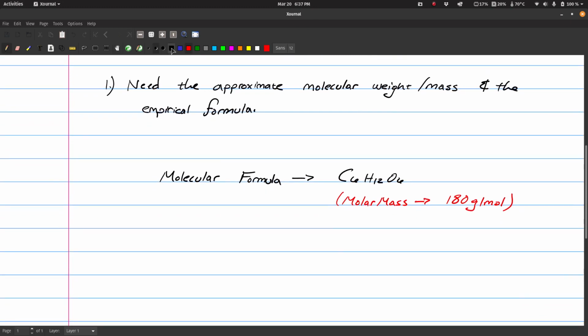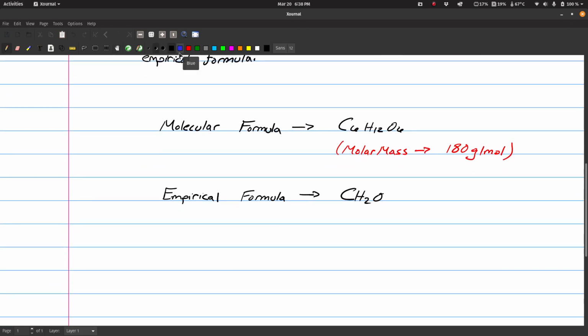Alright, so looking at our empirical formula, let's pretend that we don't have the molecular formula. We're just going to ignore this. We know that we're given an empirical formula of CH2O. So what we need to solve this is a molar mass and an empirical mass. We're going to get a molecular ratio. I don't know if there's a proper term for this. It's just what I call it.